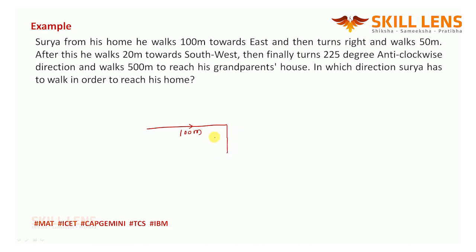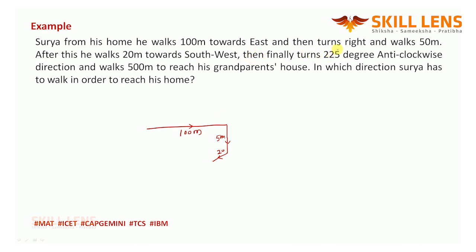Half of that, yeah, 50 meters. So this is which direction? South. After that he walked 20 meters towards southwest. So this is south and this is west. Southwest means what? This. So this is 20. Okay.